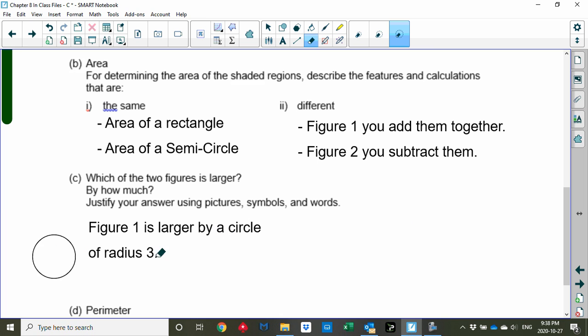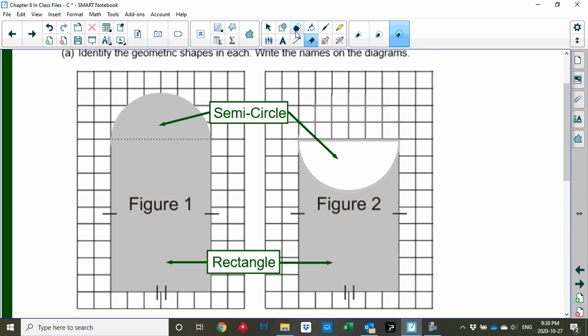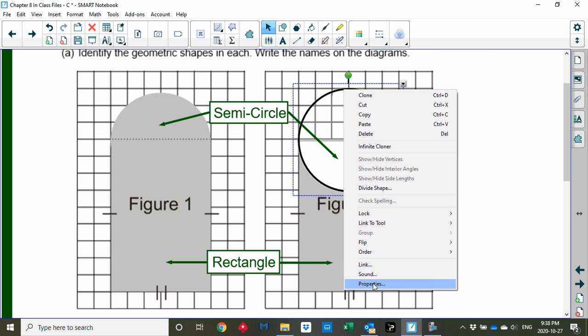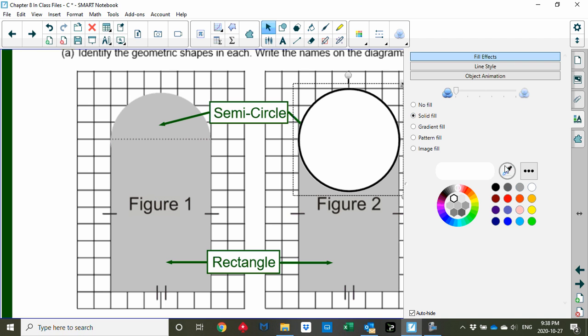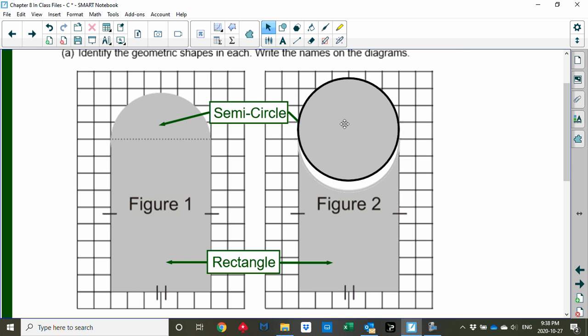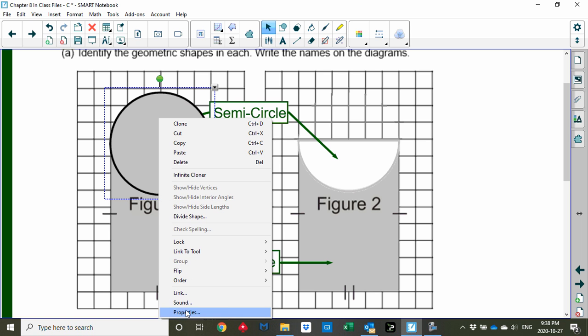Well, it is figure 1. It's larger by a circle of radius 3. So you see here how this is bigger. If I were to go right here, I draw this circle in here, and I say, okay, well, you are going to have a solid fill, and I'm going to make it that color. So do you see how these 2 shapes are the same now because I added a full circle in here? This is bigger by a whole circle. Just like if I were to go here and cut this away.